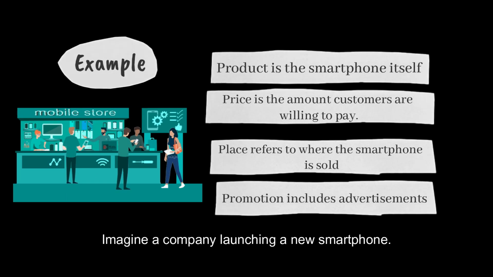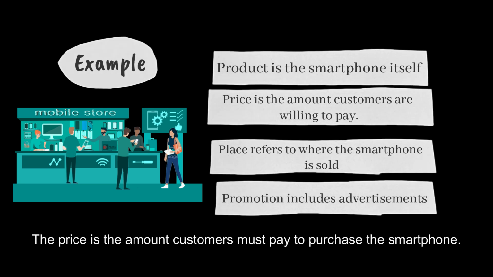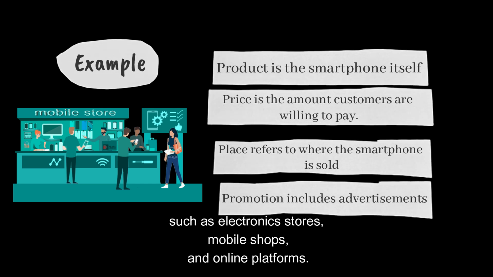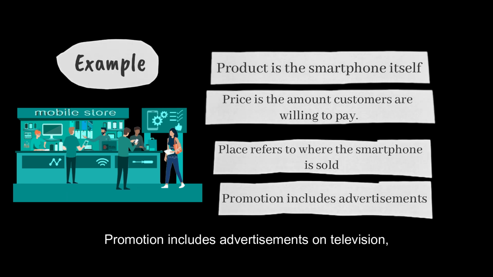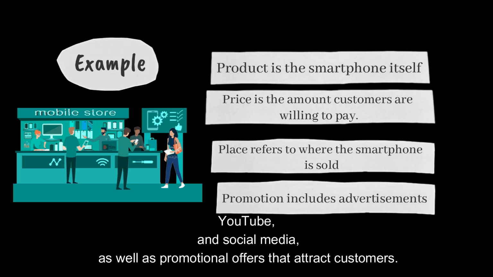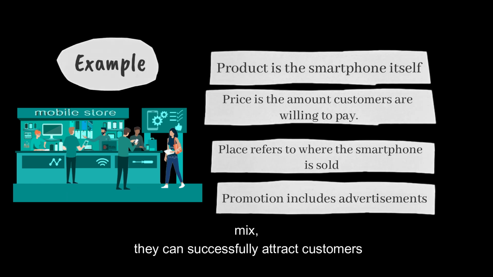Imagine a company launching a new smartphone. The product is the smartphone itself, including its features, design, and quality. The price is the amount customers must pay to purchase the smartphone. The place refers to where the smartphone is sold, such as electronic stores, mobile shops, and online platforms. Promotion includes advertisements on television, YouTube, and social media, as well as promotional offers that attract customers. When companies carefully plan and manage all 4 elements of the marketing mix, they can successfully attract customers and compete in the marketplace.